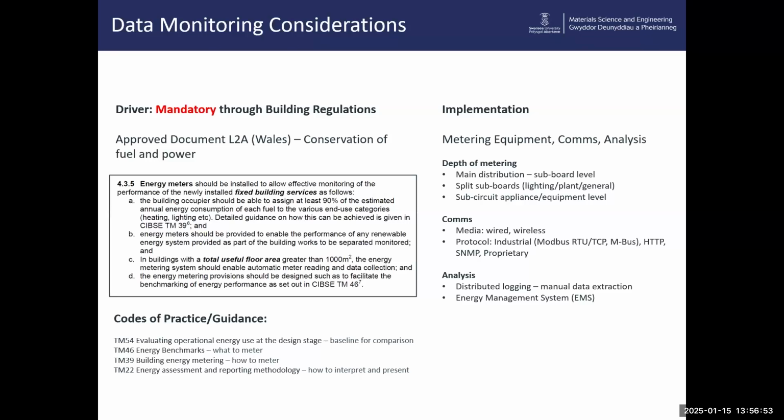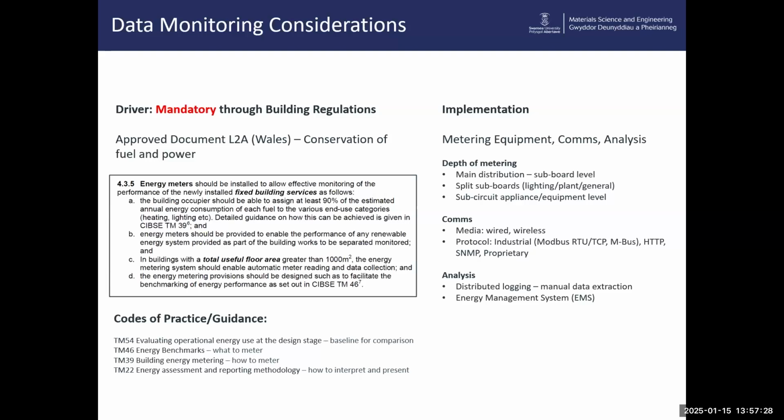And the different ways to consider when we're implementing it, the metering equipment, things like how far are we going to actually measure, how much detail do we want when we're measuring? We can either just cover the main distribution, which is called the main board level. We could split it into sub-boards, so we can have a lighting metering system, plant metering system or general, for example, and we could even go into the sub-circuit, right down to appliance and equipment level as well. So that's something that needs to be decided on.